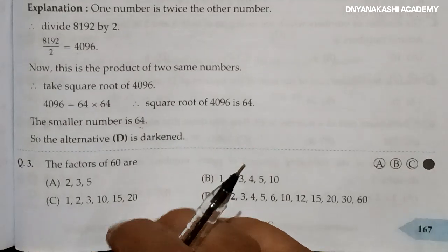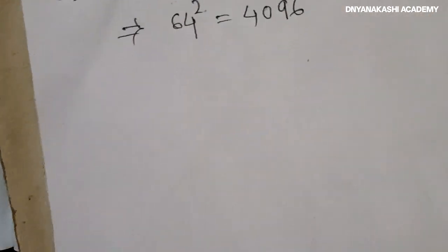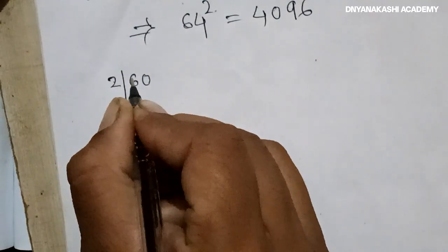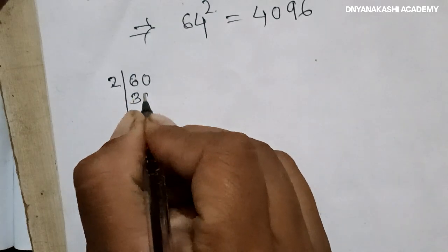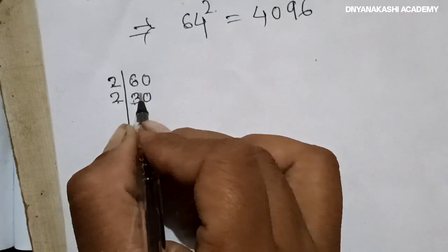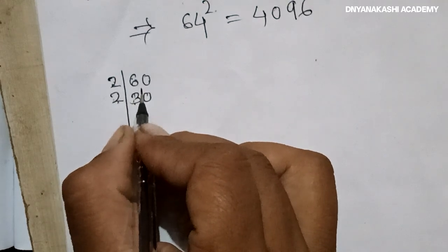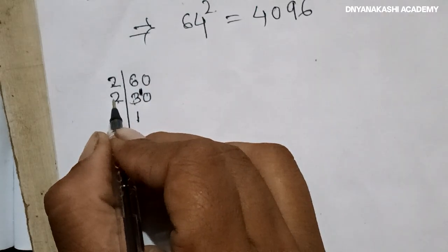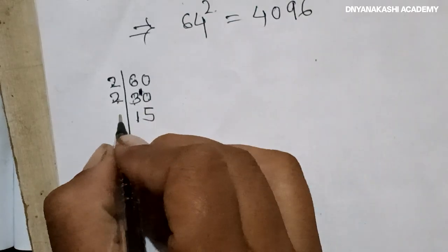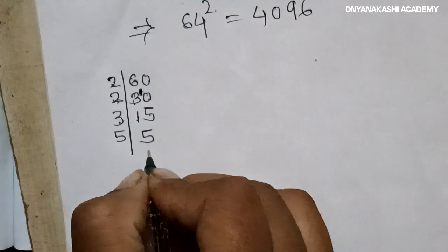And the third question: the product of 60 are... How to find the product of 60? 60. 2 threes are 6. 2 threes are 6, 0 as it is, right? 2 ones are 2. Here 3 is there. I carry 1 here. 2 ones are 2. The remaining 1 is the remainder, so I write 1 here. And 1 and 0, this one is 10. 2 fives are 10. And 3 fives are 15. 5 ones are 5.